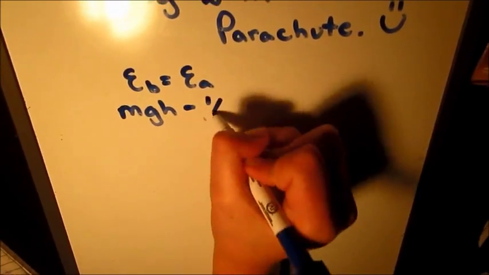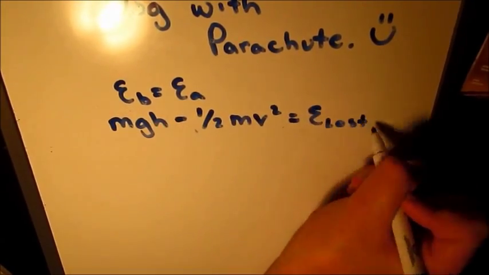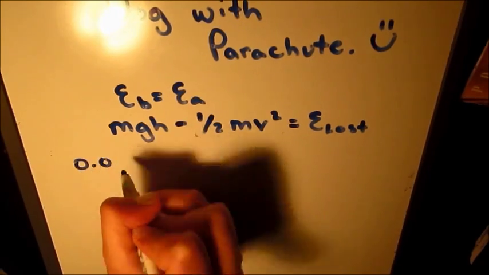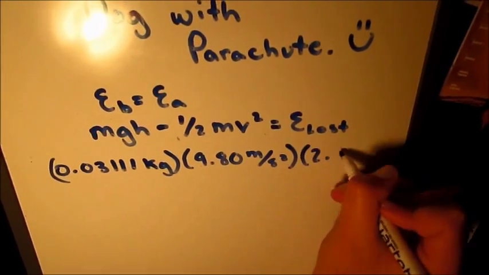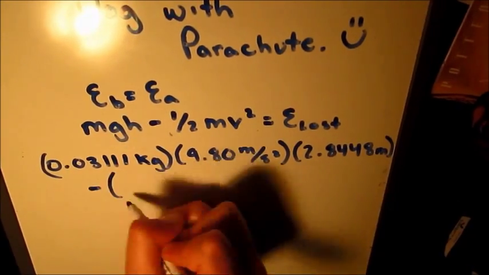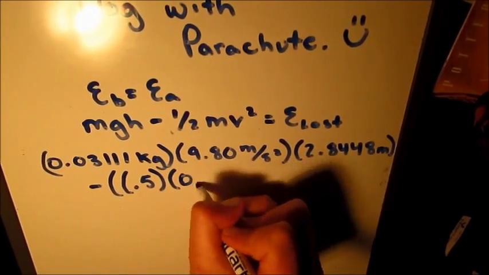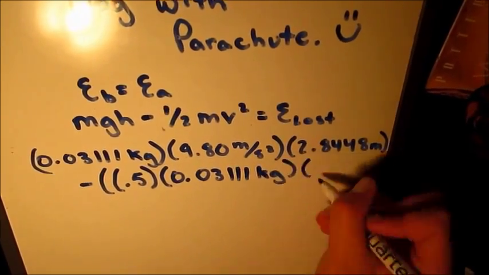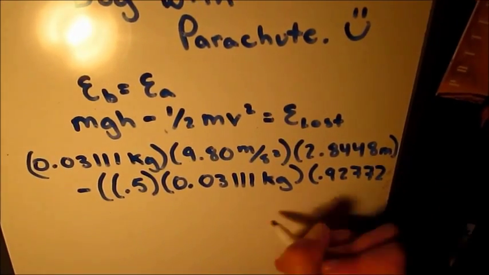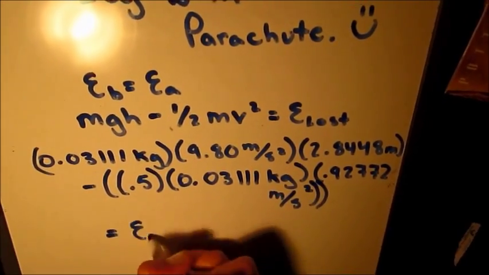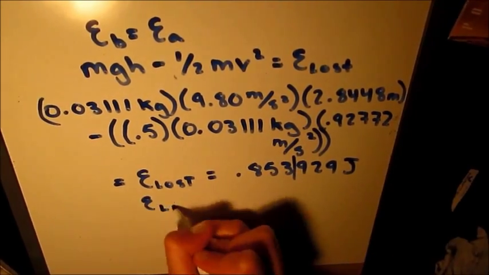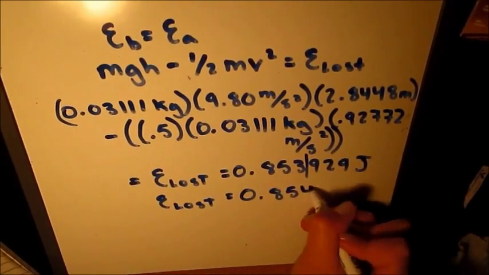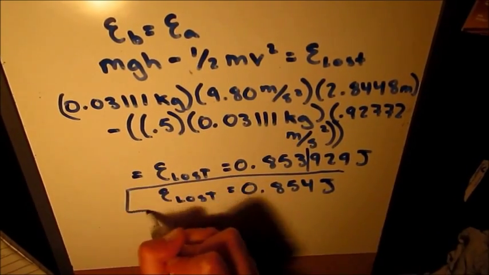And with the parachute, we used the same process, except with the terminal velocity instead of the final velocity, as well as the combined mass of the dog and parachute dropped from the same height. This gives us an energy lost of 0.854 joules.